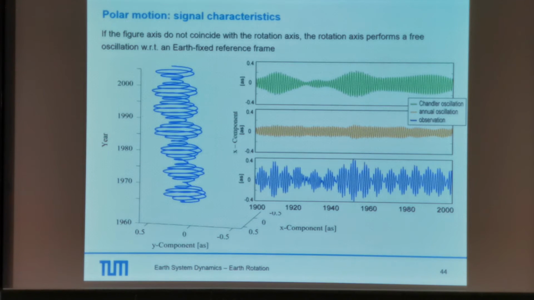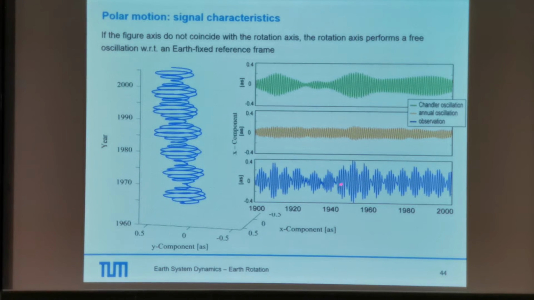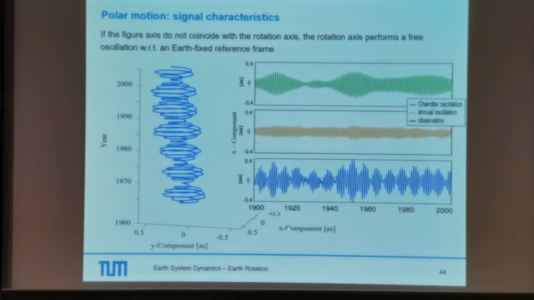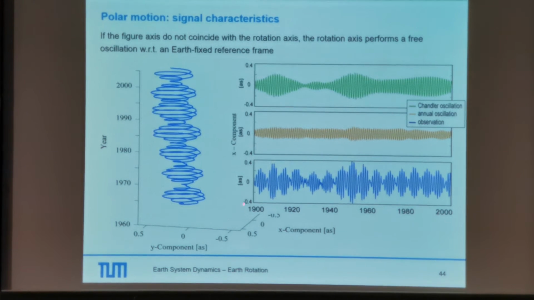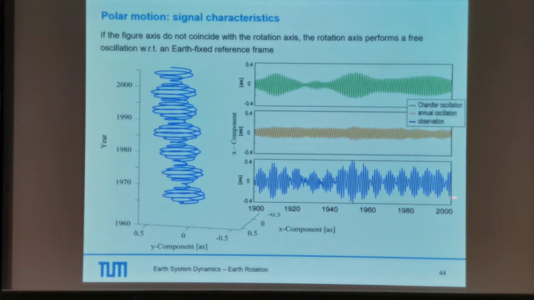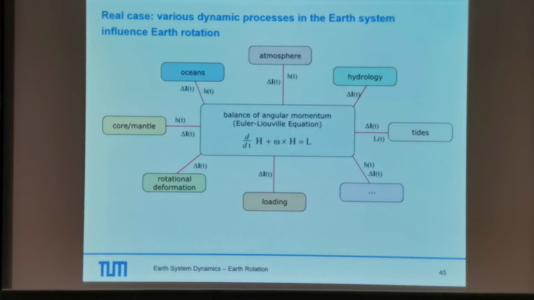If you look at the case here, going from the three-dimensional to the one-dimensional case shown for the x component, so only the variation in this direction, then it looks like this. Again here in blue, plus minus 0.4 arc seconds, and this oscillation is mainly a superposition of the annual oscillation and this Chandler oscillation due to the dislocation of the rotation axis from the Earth's figure axis.